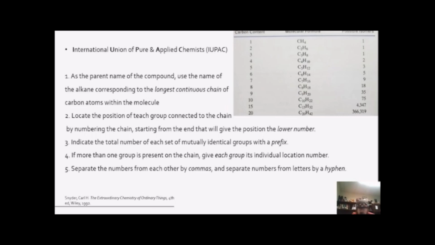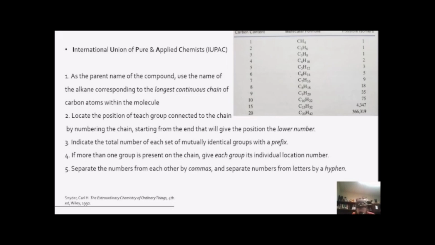Rule 2: locate the number of each group connecting to the chain by numbering the chain starting from the end that will give the position of the lower number. So we want to give the lower number. If you count from the left and the branch is on carbon 2, and you count from the right and the branch is on carbon 8, you want to give the number 2.